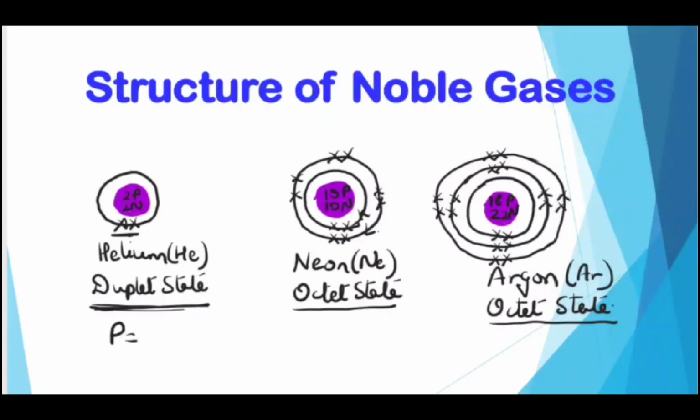Let's see what period they lie in. Helium has one shell, so it lies in period 1. Neon has 2 shells, it lies in period 2, and argon has 3 shells, hence it lies in period 3. Alright children, this is the structure of the first 3 noble gases. Hope this much is clear with you.